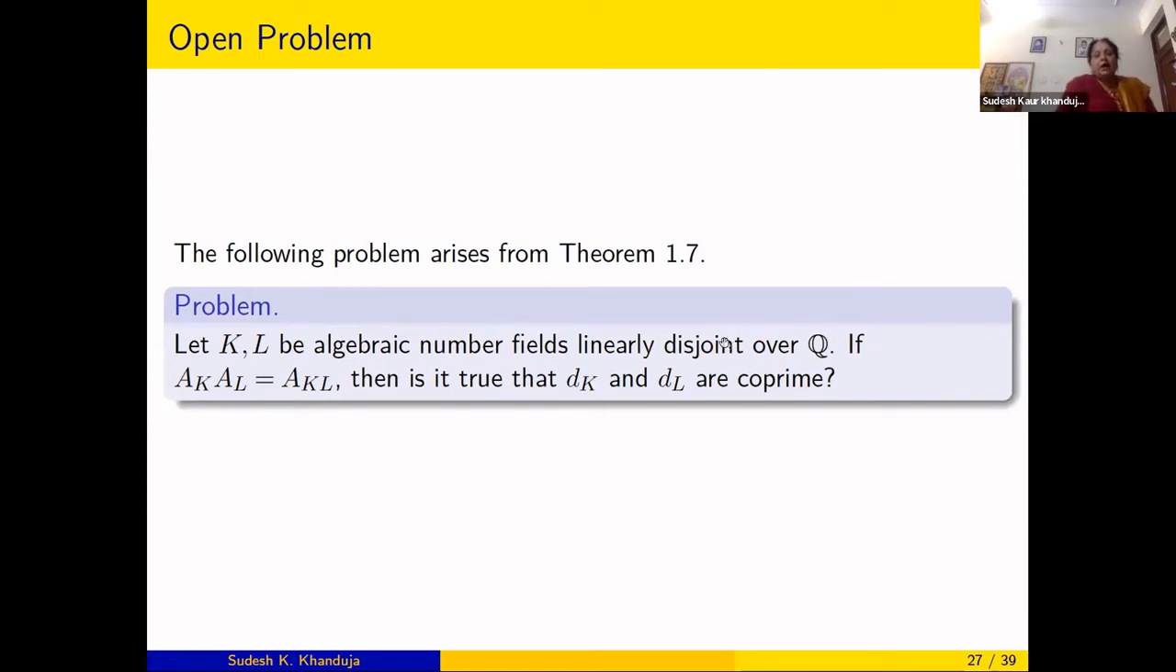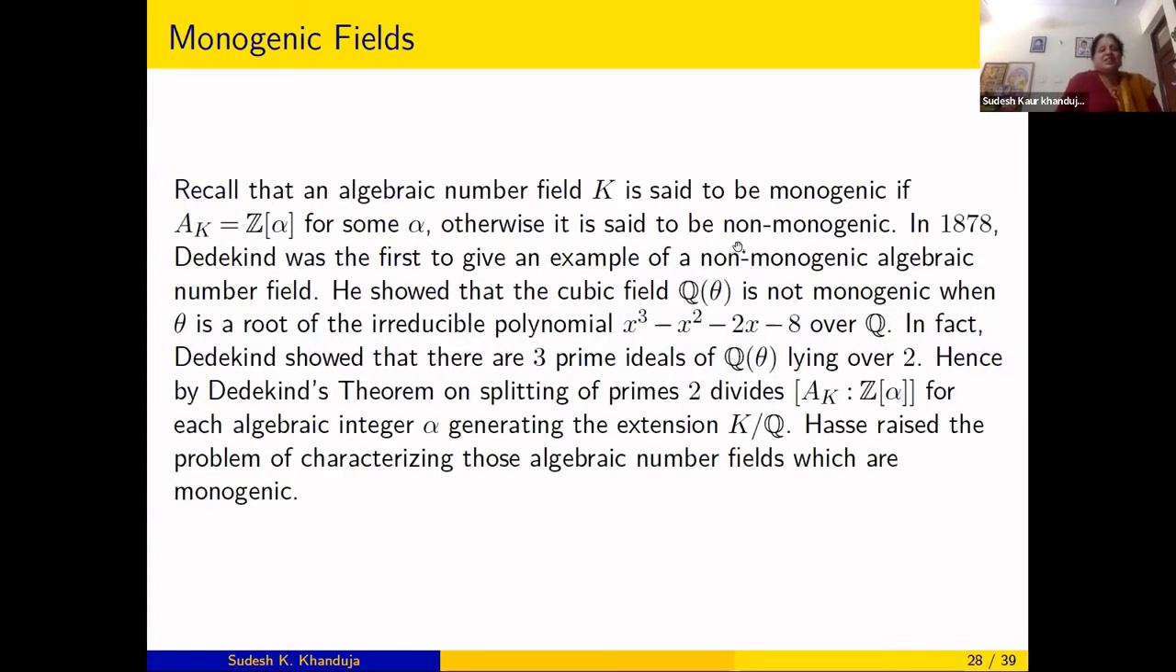And I think I have a proof of it. I think I have a proof of it when we just said that one of them was a quadratic field. No, now I think I have a proof of it when one of them is a monogenic field. And what a monogenic field is, is our next topic of discussion.